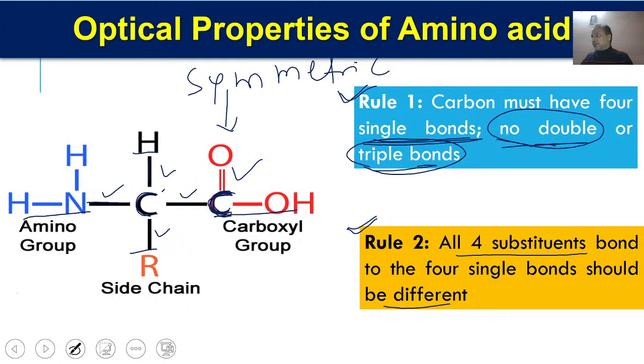Why is this a symmetric carbon? Because it does not follow my first rule. It is having one double bond. Oxygen is associated with the double bond. So whenever a double bond is there, the carbon is symmetric. To be asymmetric, both rules have to be followed. Means no double bond, no triple bond, and all the four groups associated there should be different. Clear?